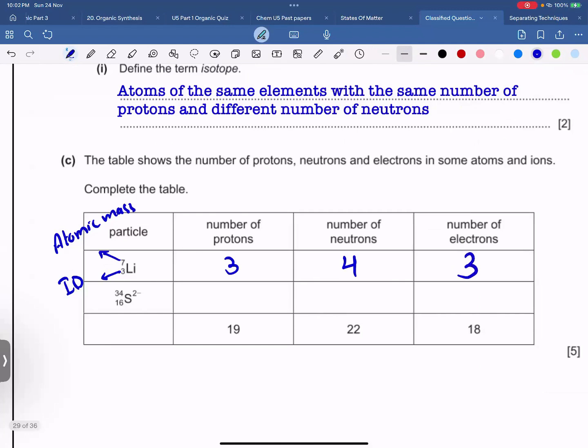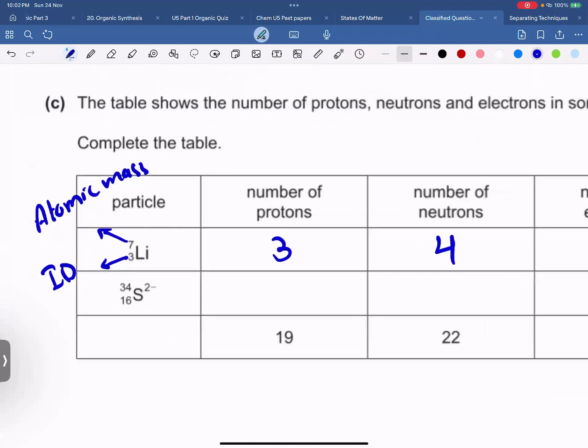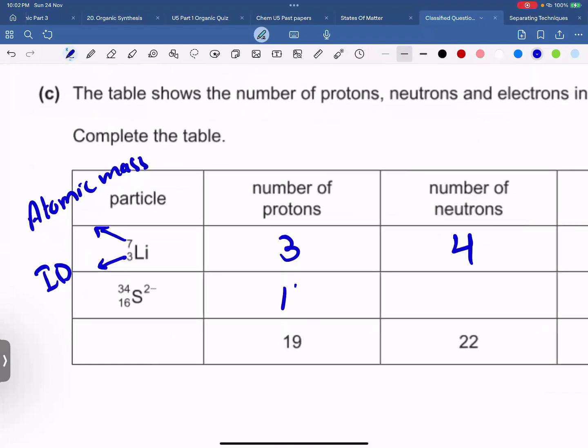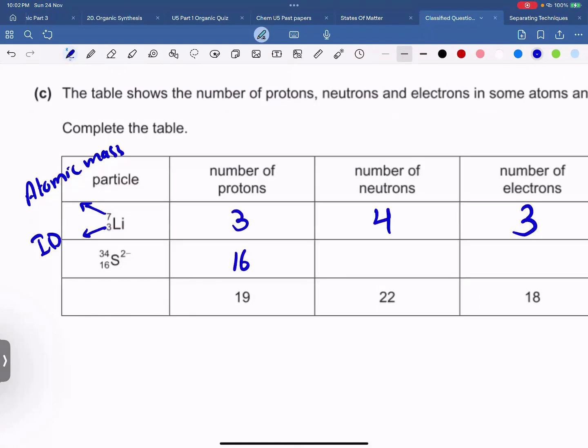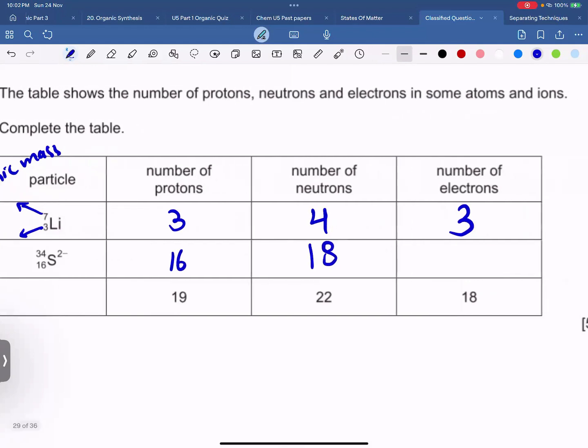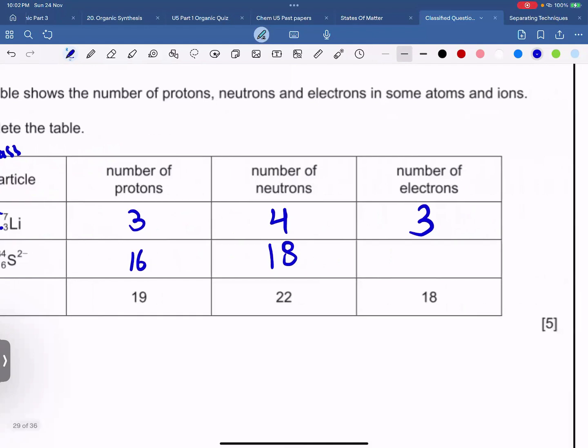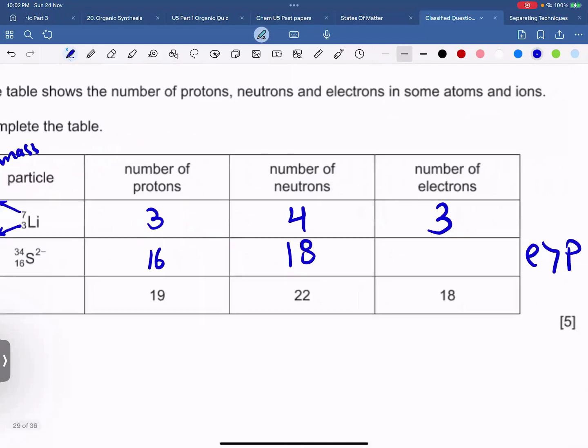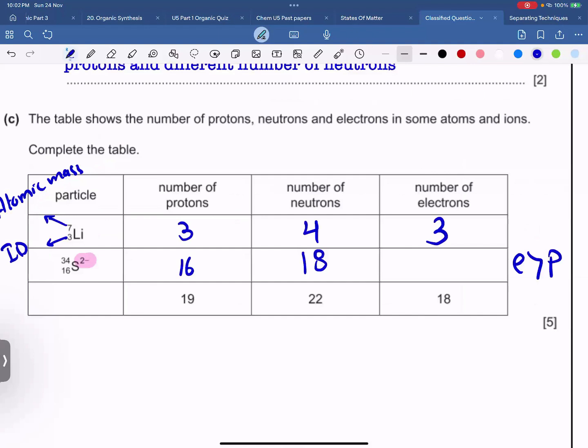Sulfide ion. The number of protons does not change, even in atoms or ions. Number of neutrons, which is 34 minus 16, is going to be 18. And the number of electrons: this is an ion, a negative ion, so the electron number is more than the proton number by 2. It gained 2 electrons. So 16 plus 2 equals 18.